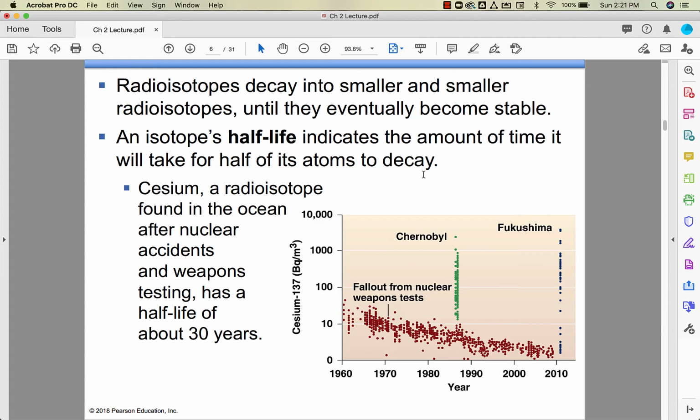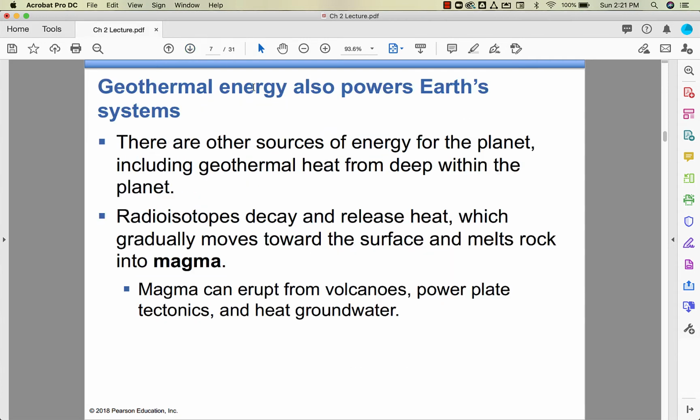Cesium was the radioisotope in the Chernobyl power plant and also in Fukushima. It's got a half-life of about 30 years. So you can see how you get spikes when the releases happen, but then it calms down after that.